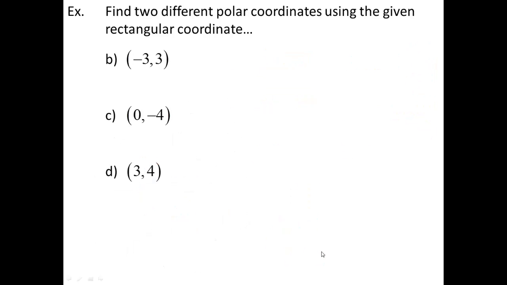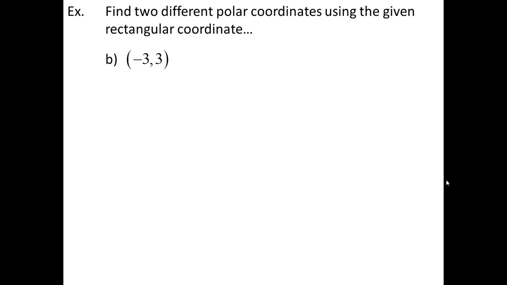Alright, here are three more for you to try on your own. Remember, if it is a unit circle value, then you do not need your calculator. Put the calculator down. If it is not a unit circle value, then pick up the calculator. So go ahead and try this on your own and hit play when you're ready.